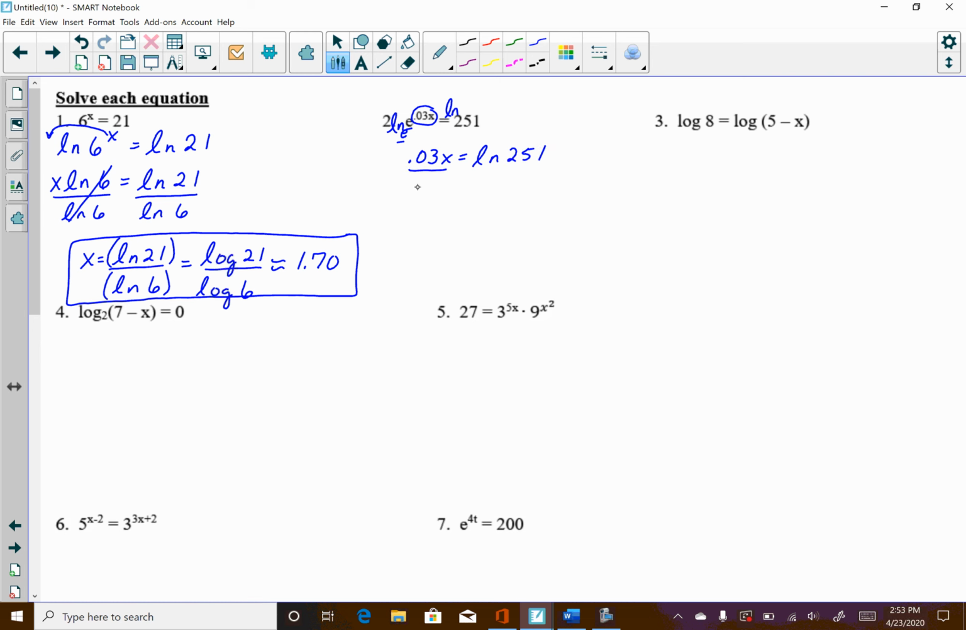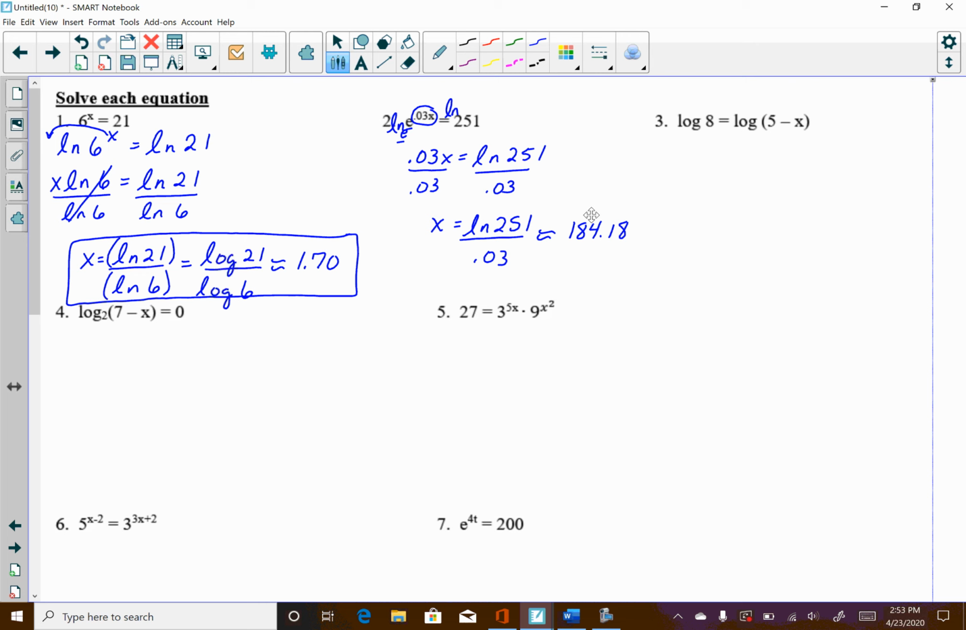And then divide by 0.03. And so x equals, that would be my exact answer, natural log of 251 divided by 0.03, which is approximately 184.18.